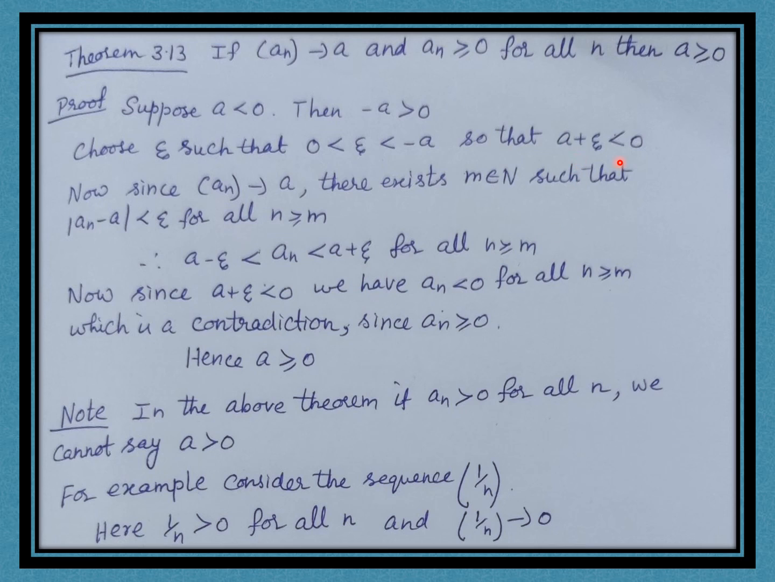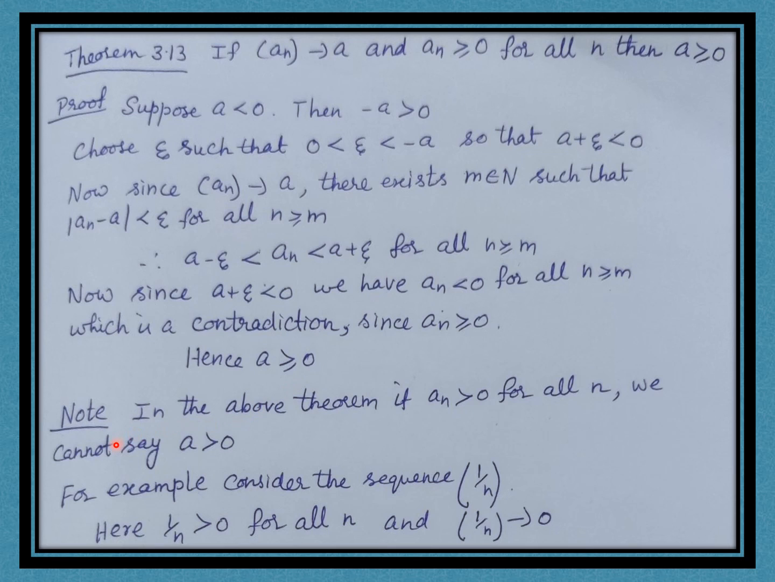But we have taken that a plus epsilon is less than 0. So we have an is less than a plus epsilon, which is less than 0. So we have an is less than 0. This is a contradiction to the hypothesis that an is greater than or equal to 0. This contradiction happens because we assumed that a is less than 0. Therefore, our assumption is wrong. Therefore, a should be greater than or equal to 0.